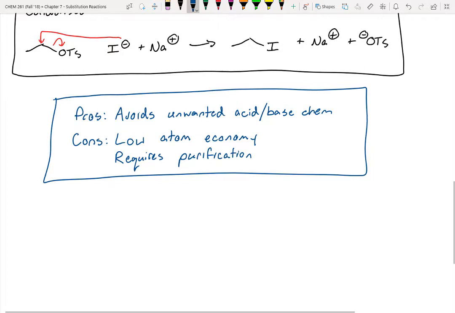So they're really similar tools. They're both capable of accomplishing the same transformation, but we might use one over the other depending on whether or not we want high atom economy or whether or not we're trying to avoid unwanted acid-base chemistry. All right, so let's do some practice.